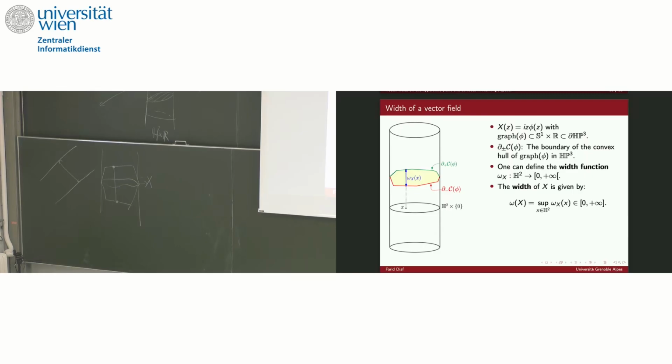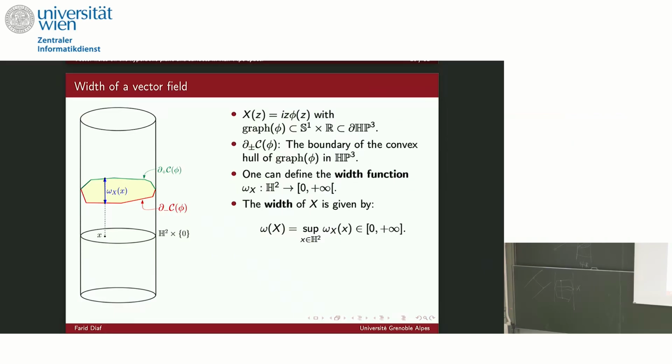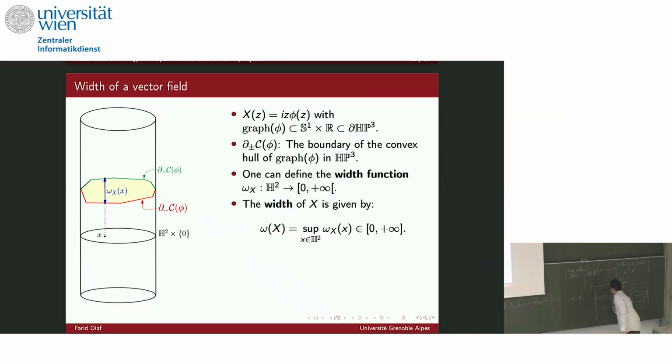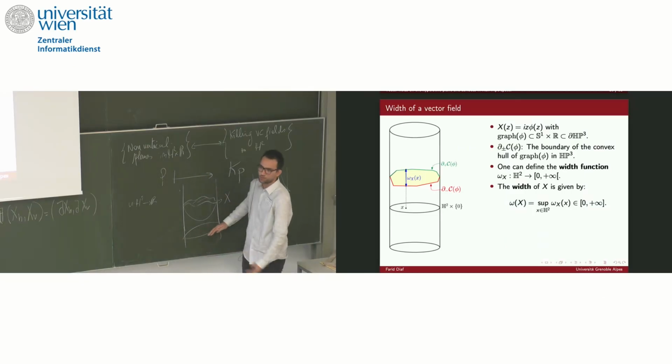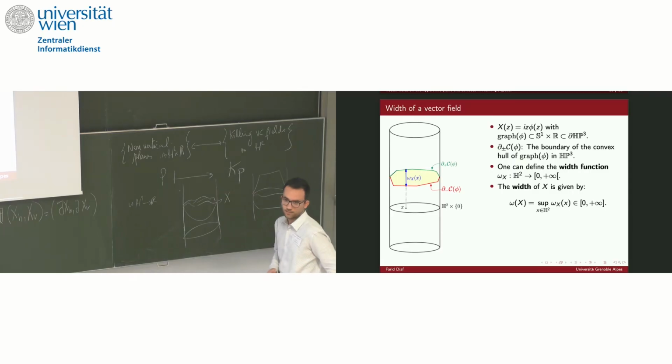And then the width of x is just the supremum of all of the width function. So this number could be 0, because if we take a plane, this round circle, and you take the convex hull, which is just a plane, okay? But this number could also be infinity. And I will say when this number is finite.